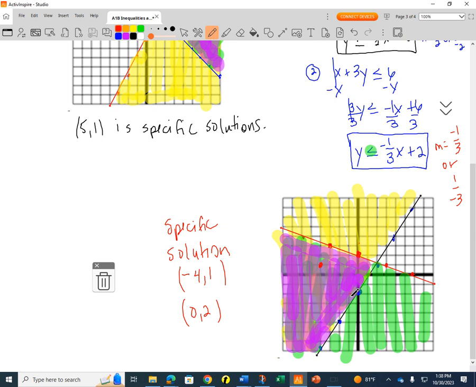Do you always have to write the solution? No, that is probably going to be a question on the test. They're going to ask you either to give a specific solution from that system, or they're going to ask you if a particular point is a solution. If they do that, that's when we plug in the coordinates to the system. And we have to work in both inequalities for a system.